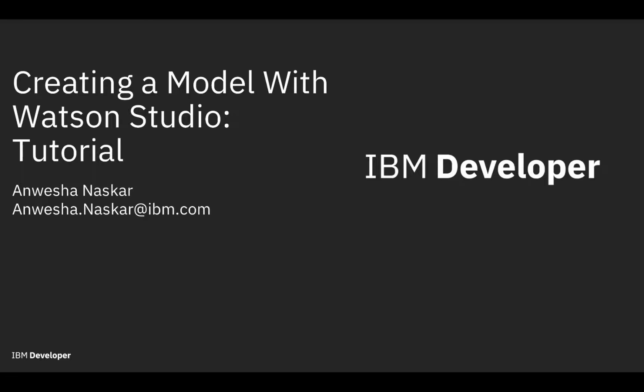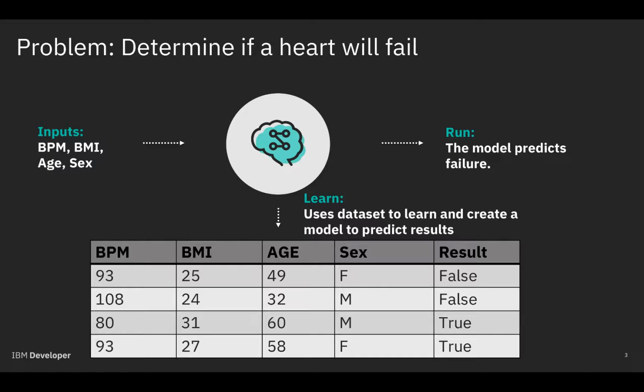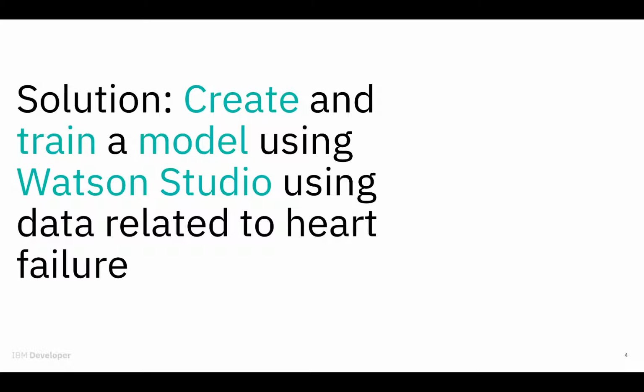In this video, I will show you how to create a model with Watson Studio. So let's go back to the problem discussed in previous videos. Can we predict heart failure using data? If we are given data with factors such as BPM, BMI, and the result, whether the heart has failed or not, we can build a model using structured machine learning to predict, given the inputs, whether the heart has failed or not. How will we build a model? We can easily do this in Watson Studio.